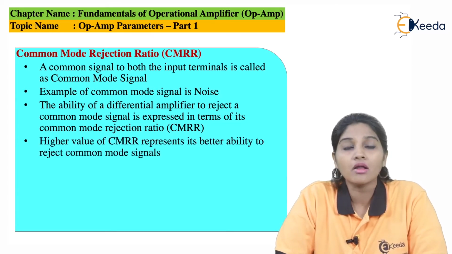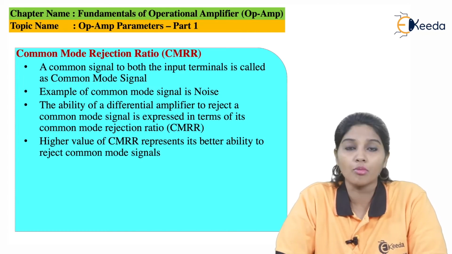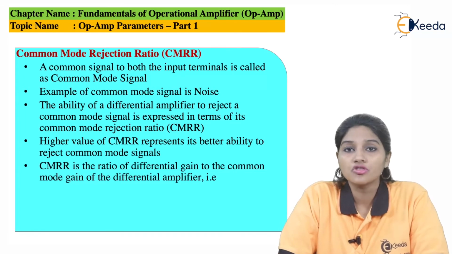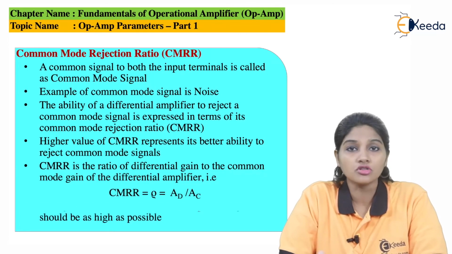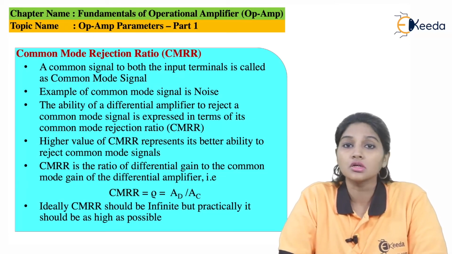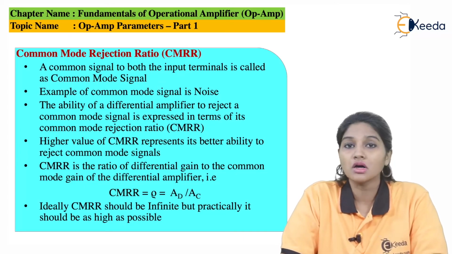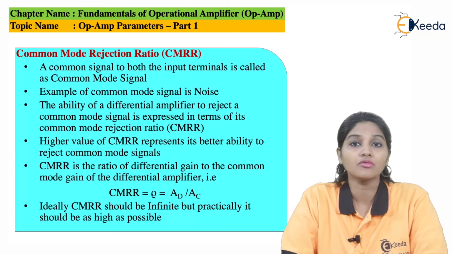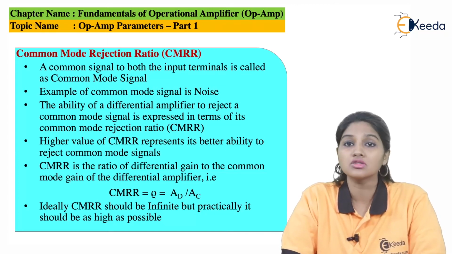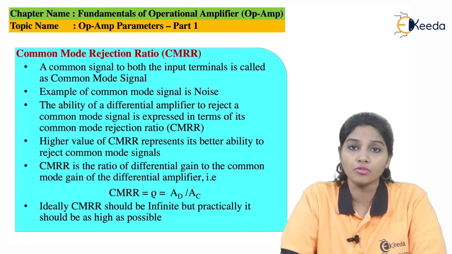A higher value of CMRR indicates that the circuit or device has a high capability to reject the common mode signal. The common mode rejection ratio is defined as the ratio of differential gain to common mode gain. That is, CMRR is equal to AD upon AC. It is expressed in decibels. A higher value of CMRR should always be considered while selecting the op-amp so that we can get a proper output without the common mode signal, and the op-amp has the ability to reject it.